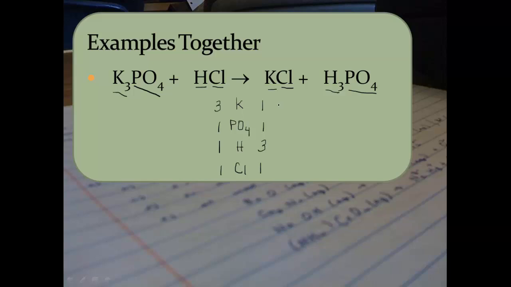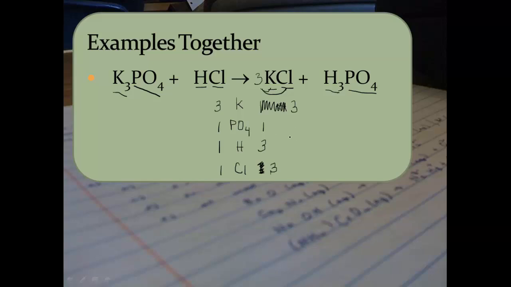I just prefer to do metals first, so I'm going to deal with the potassium first. I have 3 potassiums to begin with, and I only have 1 on the product side. So I need 3 over here in the KCl. My only choice is to put a 3 out front. Now what that does, I don't have 1 potassium anymore. Now I have 3, and that's what I wanted. I also have 3 chlorines. So I have to update my little inventory. I now have 3 chlorines. So we just have to keep that in mind.